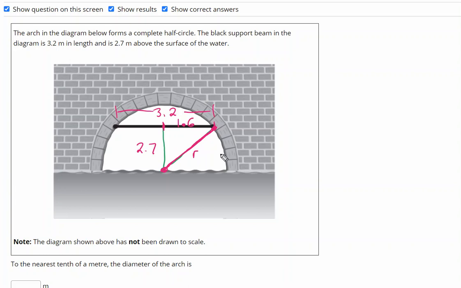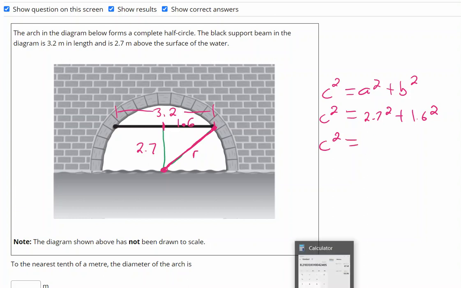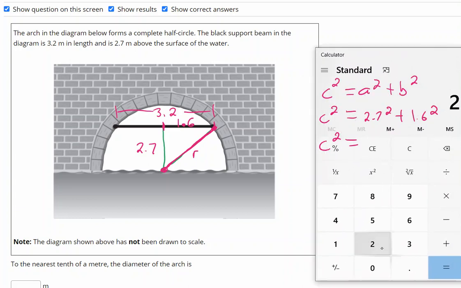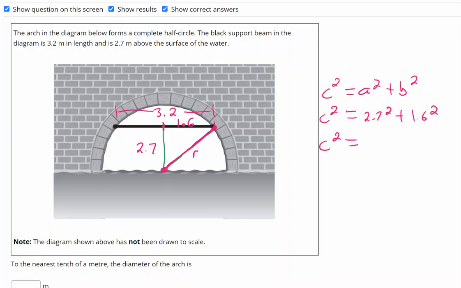So this is a squared plus b squared equals c squared, and this time I really do want c, the radius. So c squared is equal to a squared plus b squared. We'll call a 2.7, squared, plus 1.6 squared. I'll put that in the calculator: 2.7 squared plus 1.6 squared equals 9.85, and then I take the square root of that. That's 3.1384, so let's call it 3.138. That was c.